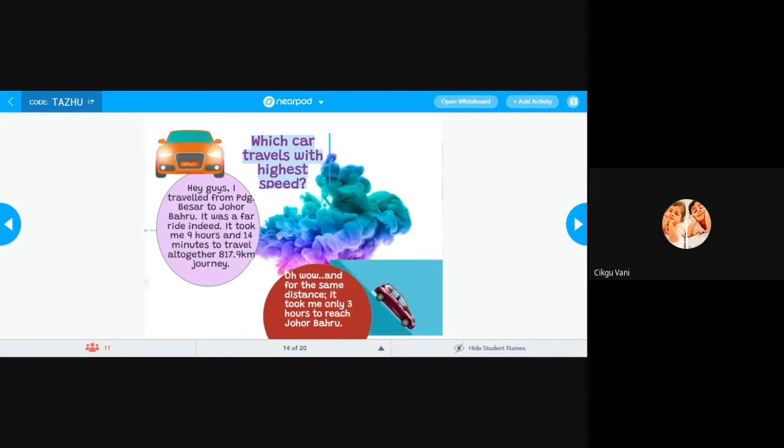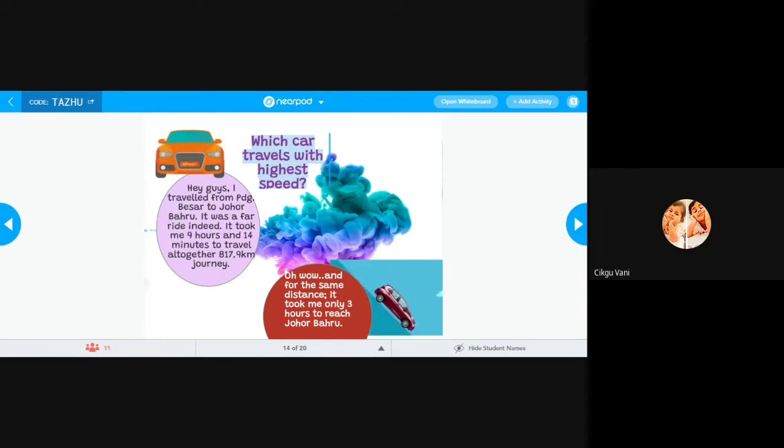Okay, now the orange colour. Can I ask someone to read the dialogue box in the orange box? Who's going to read for me? Okay, please go ahead. Hey guys, I traveled from Padang Besar to Johor Bahru. It was a far ride indeed. It took me 9 hours and 40 minutes to travel altogether. 817.9 kilometer journey. Wow, 817.9 kilometers. Very, very far, right? If I were in the car that long, I would have fainted, with a terrible headache.